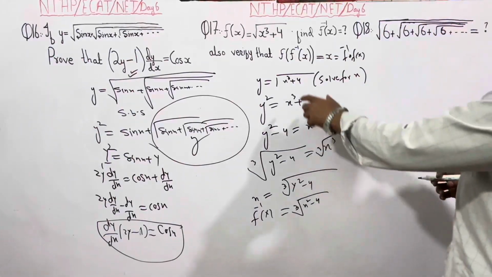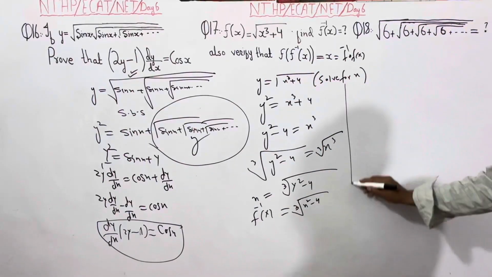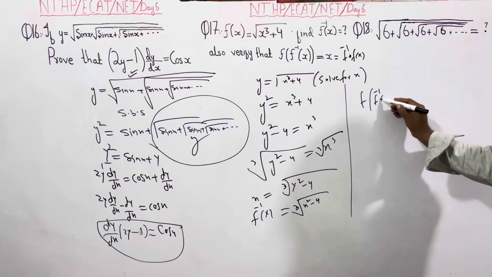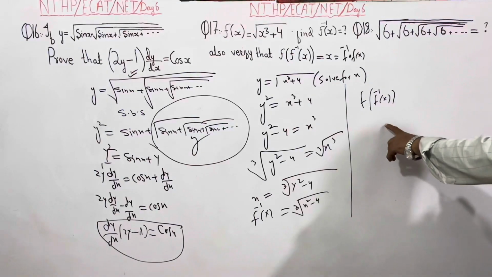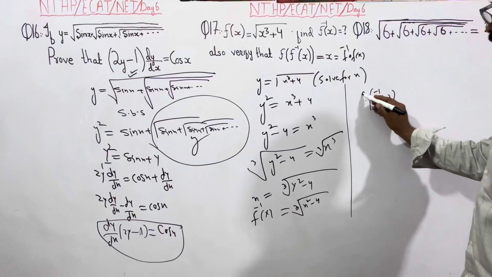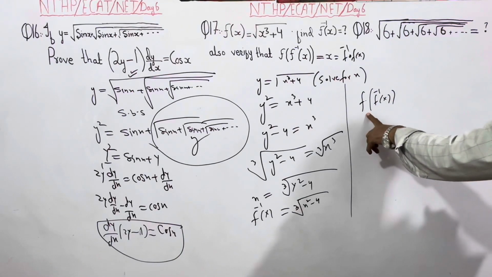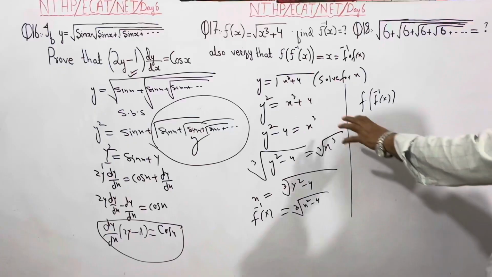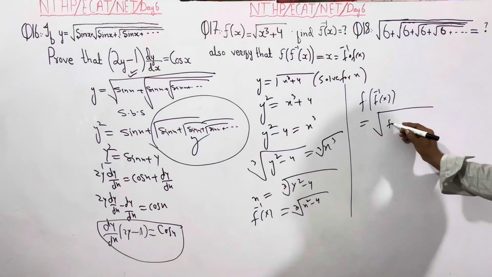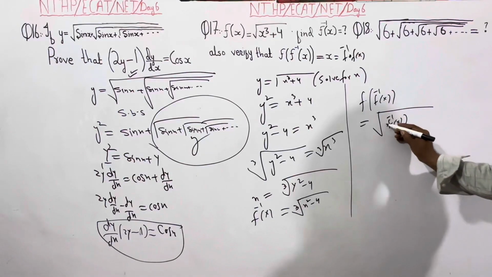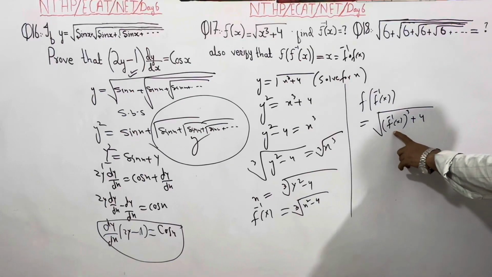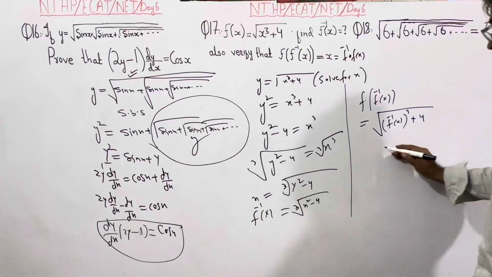Now find its composition with the original function and it should be equal to x. Composition of function and its inverse means that in the original function, instead of x, put f inverse x. That's our original function: instead of x cube, f inverse x whole cube plus 4. What is the value of f inverse x?